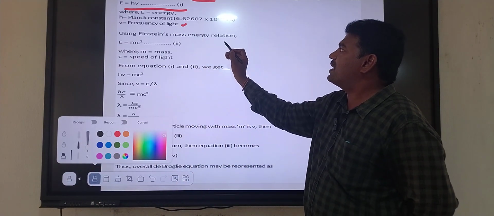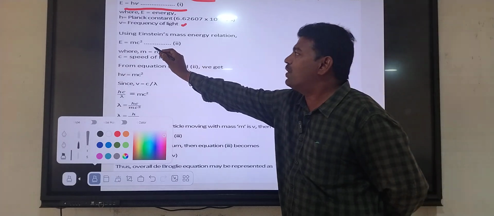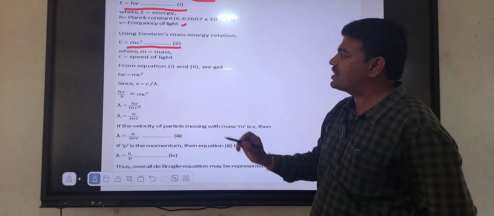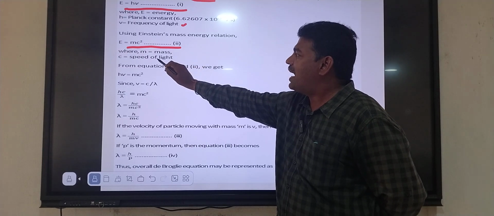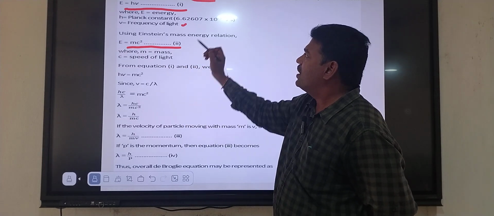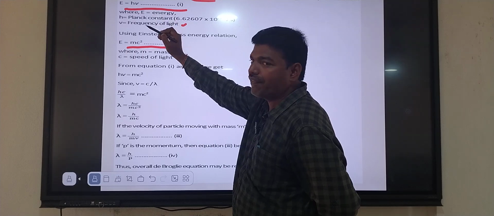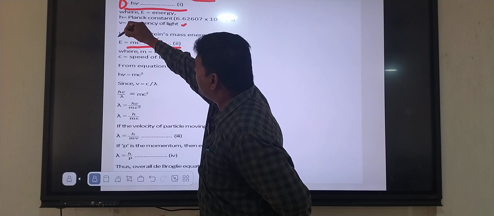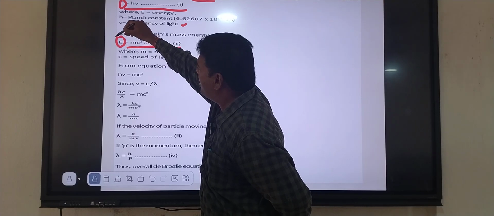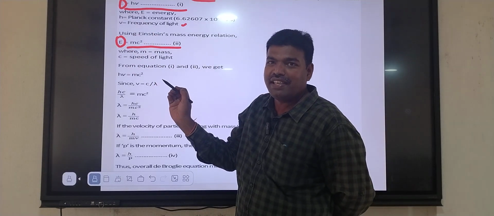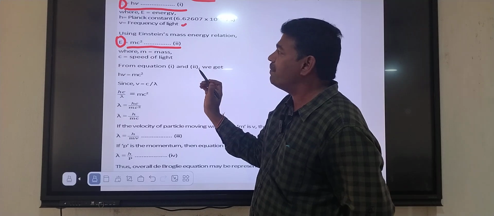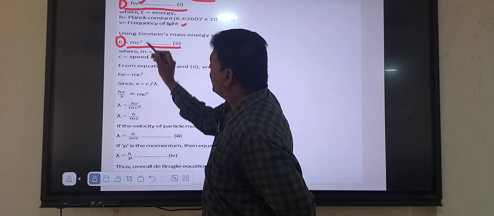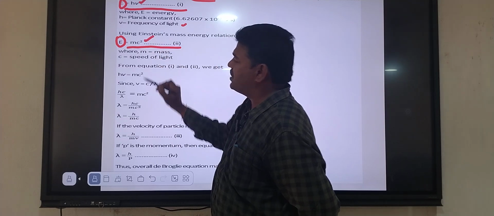From Einstein's mass-energy relation, E is equal to mc square, where m is mass and c is the speed of light. From these equations, the LHS of both equations are equal, so we can equate the RHS of both equations. That is, h nu is equal to mc square.